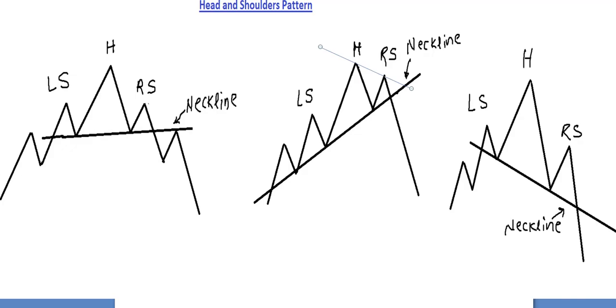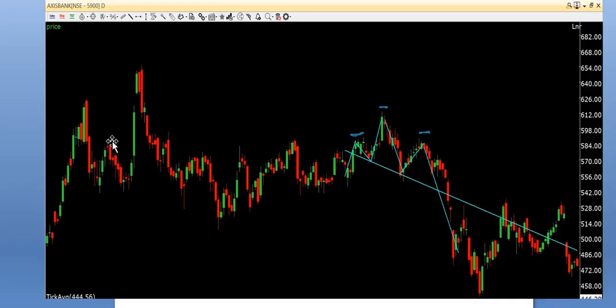So let us see an example. This is the daily chart of Axis Bank. You can see here, this is the pattern I have marked. We have this high, low, right? This low is higher than this low, this high is higher than this high. Then we have another high here, right? Another low. Then this high is lower than this high, right? Now you can see here, if I join these two lows, I get this neckline, right?